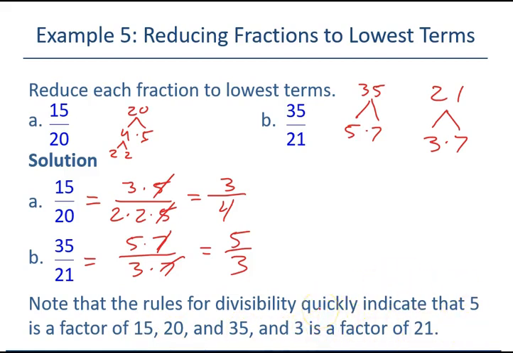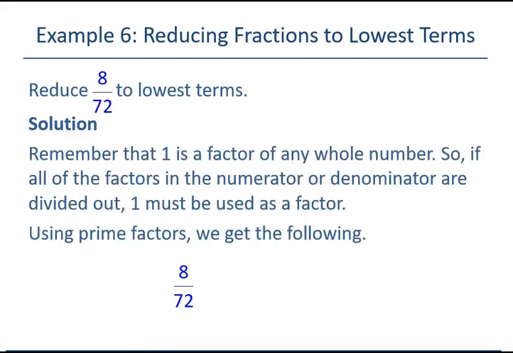So here we go. Let's try some more here. Reduce 8 over 72 to the lowest terms. Let's come in here and remember that the prime factorization for 8 is the same thing as saying 2 times 2 times 2.